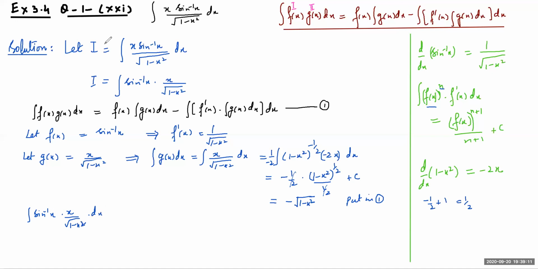And then what happened to my square? Let me correct it. Okay, now it's good. And then I have the right hand side equal to, what is the value of f of x? f of x is equal to sine inverse x. Integral of g(x) dx is minus square root of 1 minus x square, and then minus integral, what is f dash x? f dash x is 1 by square root of 1 minus x square. What is integral g(x) dx? It is minus square root of 1 minus x square, and then I have a dx.